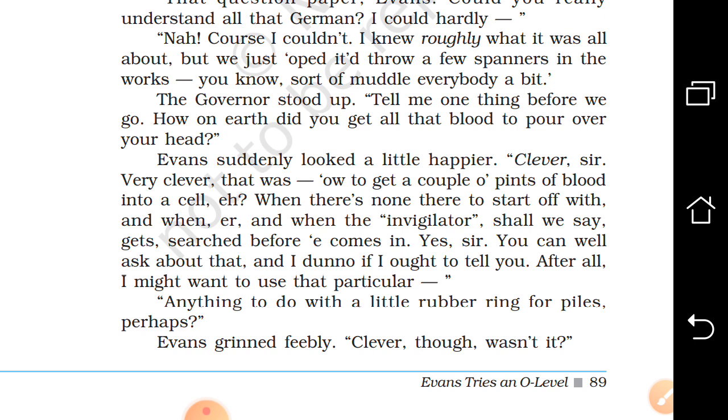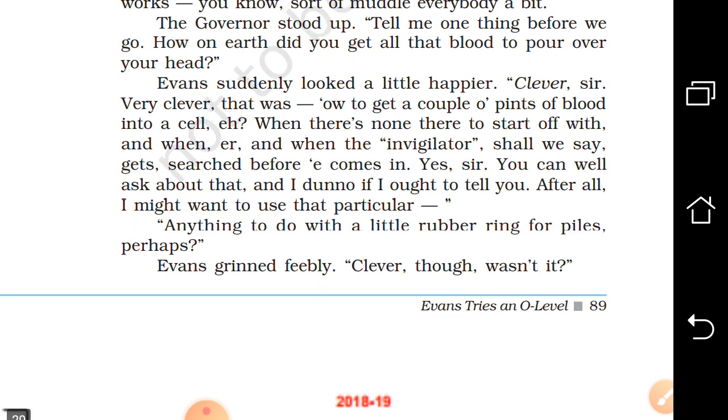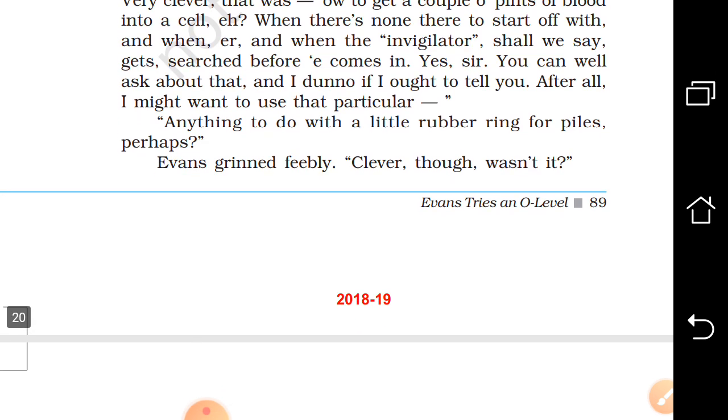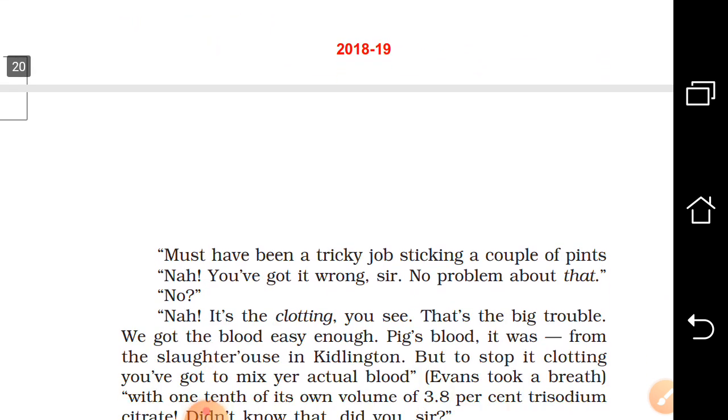Actually, the governor had to investigate, or to frisk, that McClary before his entrance to the cell. Anything to do with the little rubber ring for piles perhaps? Then suddenly the governor remembered, maybe that rubber ring that gave a treat for that. Evans grinned feebly. Yes, he smiled weakly. Clever though, wasn't it? It was very clever.